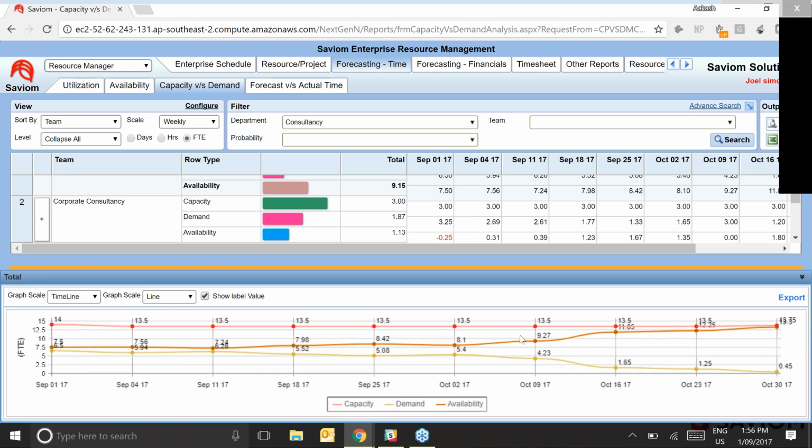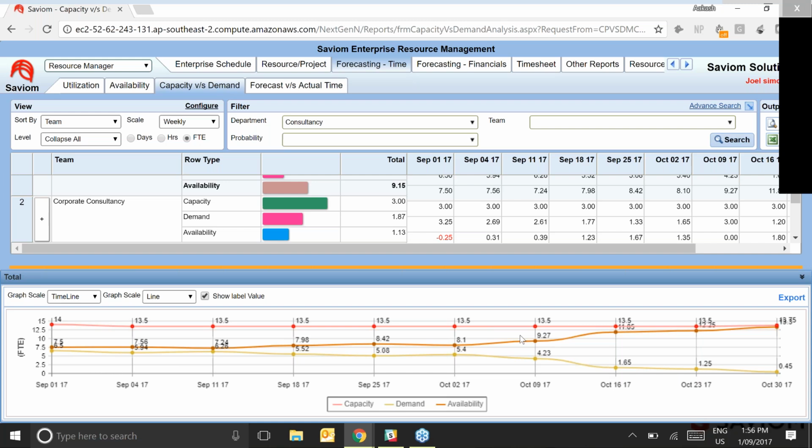This is where it becomes very beneficial for your senior staff and management to have a look at the results, and the comparison and difference between all the different components that are there. Now that's capacity versus demand. That's more of a holistic view.